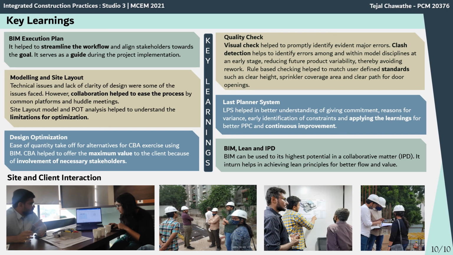The quality check included the visual checks and the standards check. So rule-based checking using tools like Solibri helped to obtain these. And the last planner system helped to understand the commitments, the reasons for variance, and the application of the learnings for better PPC and continuous improvement.